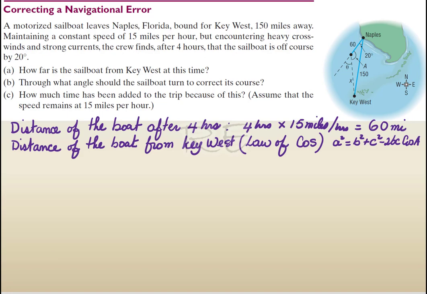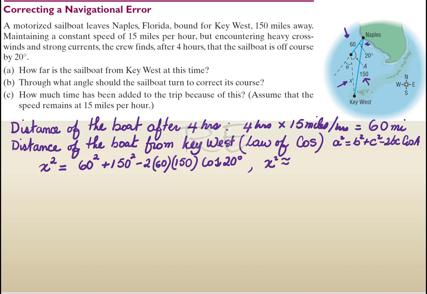The sailboat is off course by 20 degrees. So we will use the law of cosines to find x, the distance from the sailboat to Key West. The sides of the triangle are 60 and 150. The angle in between is 20 degrees. So x squared is equal to 60 squared plus 150 squared minus 2 times 60 times 150 cosine 20 degrees. We are applying the law of cosines.